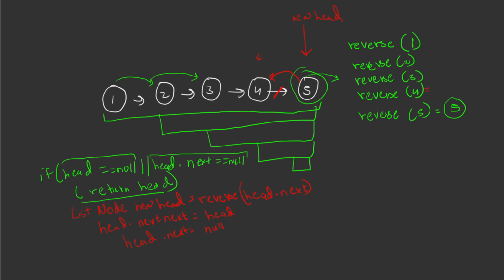So we're pointing the next node back to itself, and then we're getting rid of what 4 is pointing to, okay? Then we say return new head, right? And new head in this case is what? New head would just be 5. So we're going to return 5 and 4.